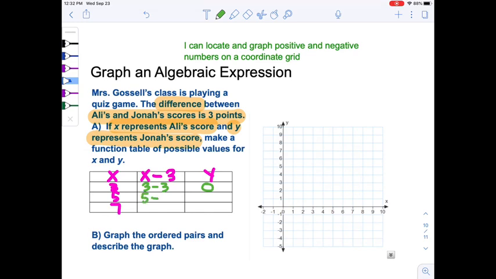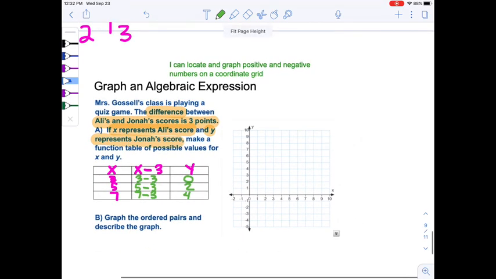Then I'm going to plug in 5 for x. 5 minus 3 is 2. Then I'm going to plug 7 in for x. 7 minus 3, which is 4. So now it says to graph the ordered pairs and describe the graph. Well, we know that an ordered pair is written as x, then y. And we have both x and y values. So this first ordered pair would be 3, 0. Next one would be 5, 2. And the next one would be 7, 4.